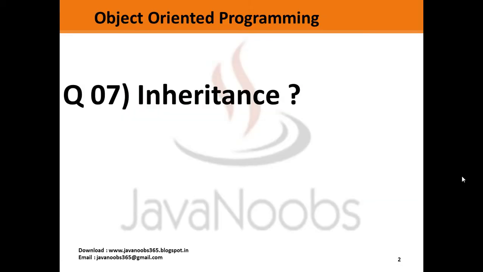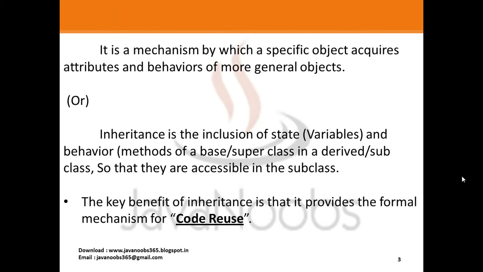Object-oriented programming, question 7. Inheritance. Inheritance is a mechanism by which a specific object acquires attributes and behaviors of more general objects. Or we can say that inheritance is the inclusion of state and behavior of a base or a superclass in a derived or a subclass so that they are accessible in the subclass.